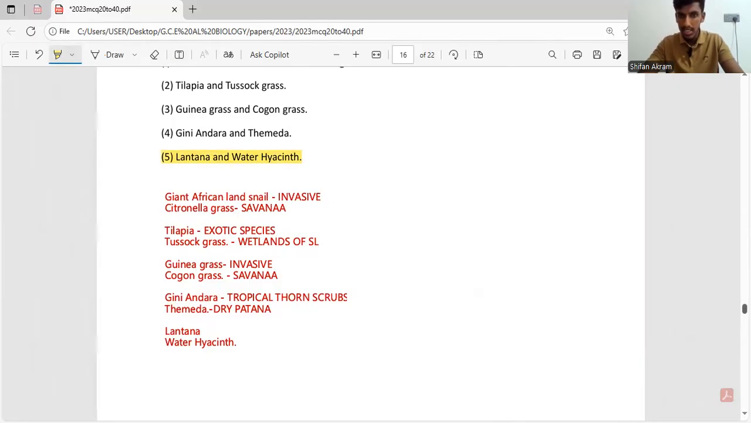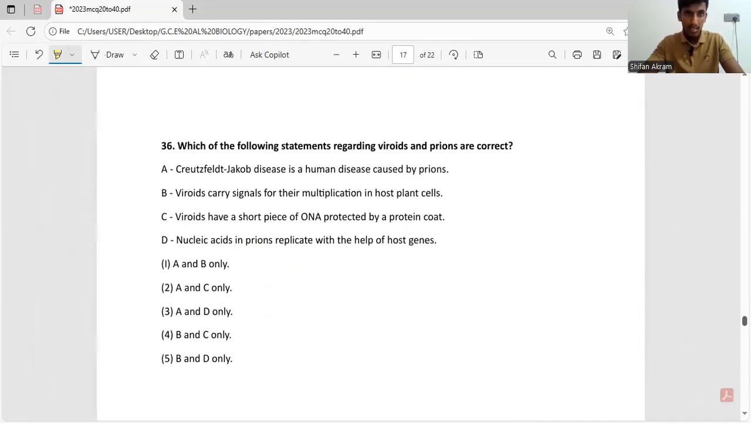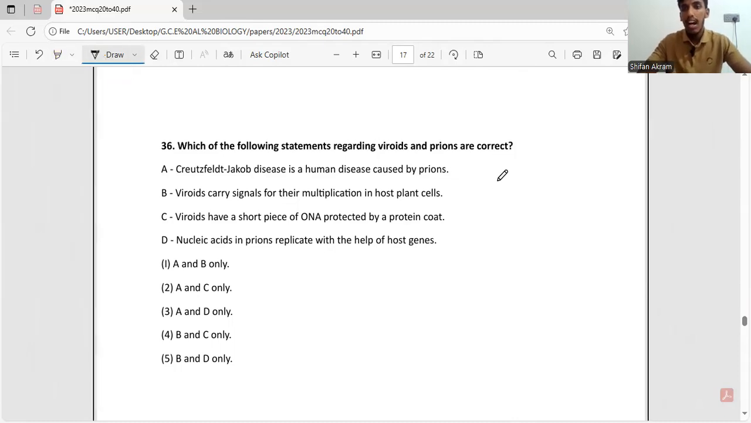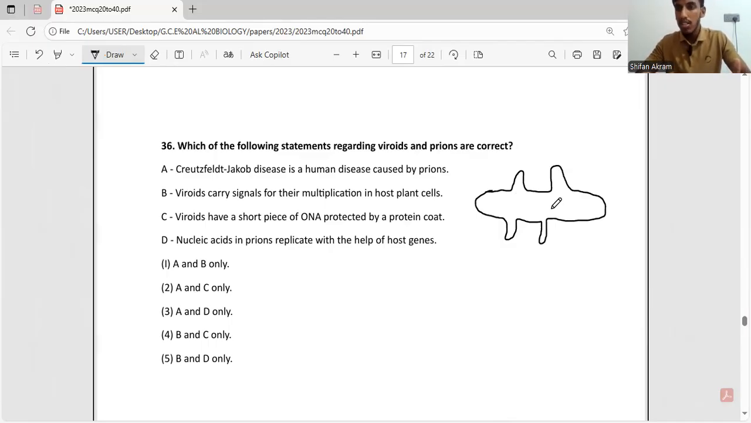Now let's go through question 36. Which of the following statements regarding viroids and prions are correct? Okay, viroids are the smallest infectious particles, right? So they only have the RNA structure. So this is how a viroid will usually look. And they don't have a protein coat or anything. So they are just an RNA molecule. Okay. So first one, prions. Now what are prions?